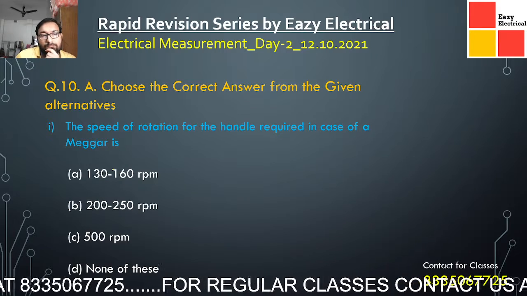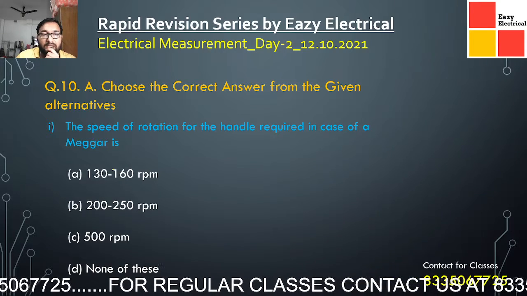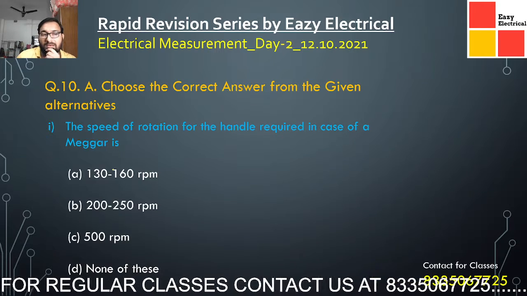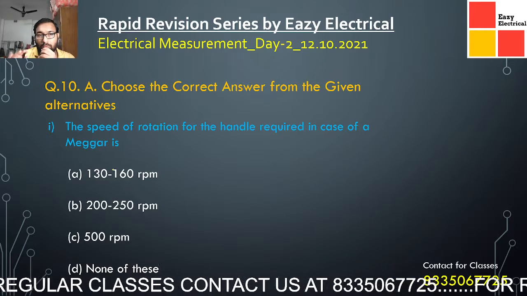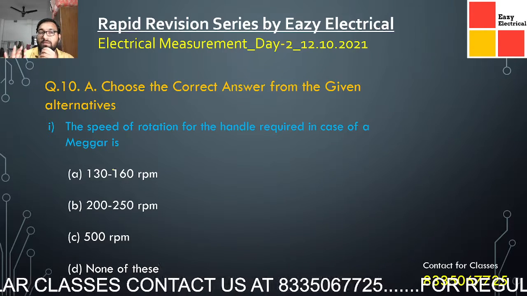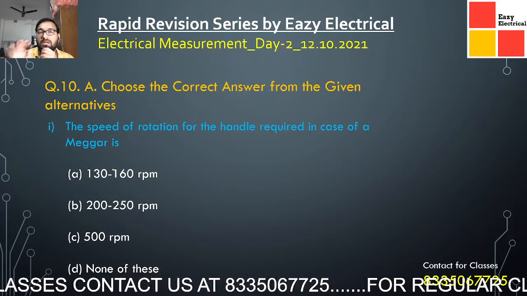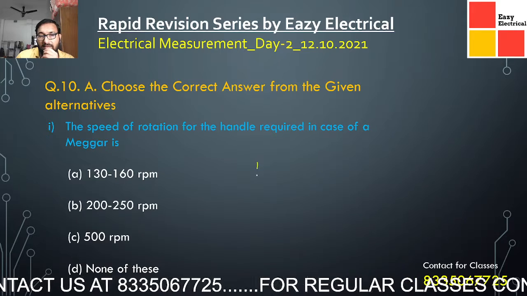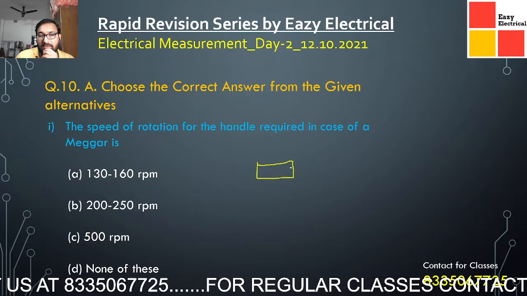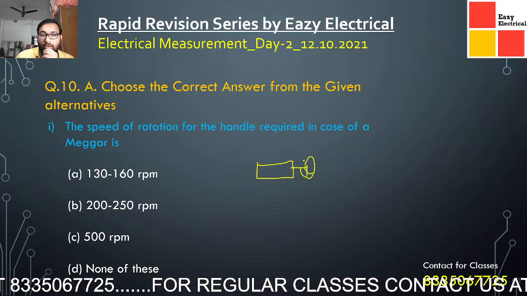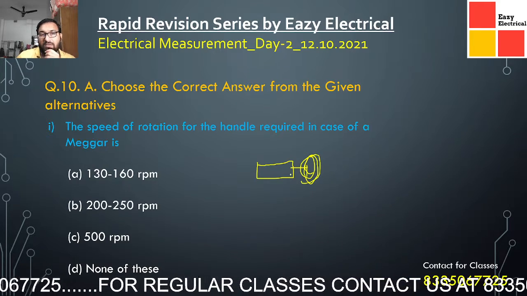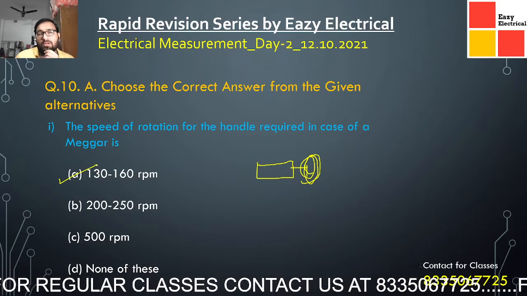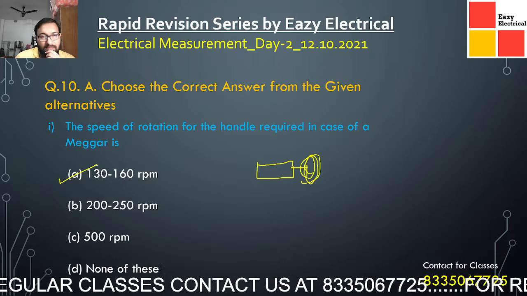Now the next question is, what is the speed of rotation of the handle in the case of a megger to get the desired value? Generally a megger is used for the measurement of insulation resistance, and for that we need a higher amount of voltage, so we have a handle like this. We need to rotate that handle, and the speed of rotation is basically 130 to 160 rpm.